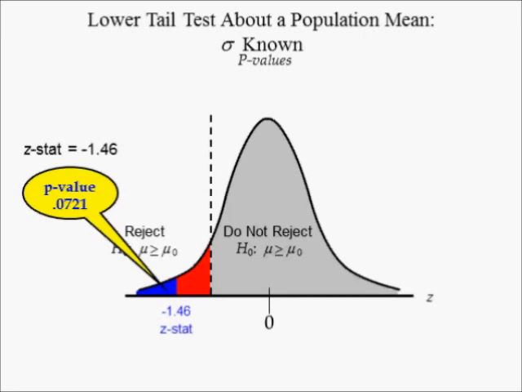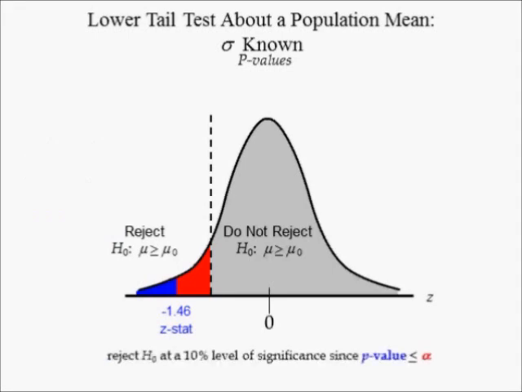The blue tail probability is smaller than the red tail probability because z-stat equal to negative 1.46 has a p-value equal to 0.0721, which is smaller than 0.10. When the p-value, the blue area, is smaller than alpha, the red area, we reject the null hypothesis at the 10% level of significance. Notice that z-stat is in the reject the null hypothesis region.